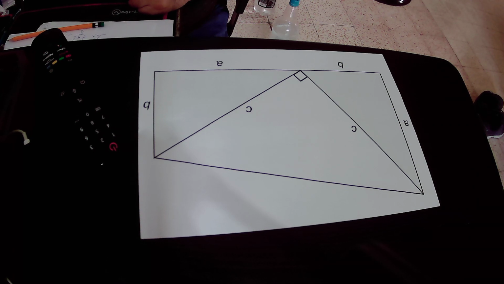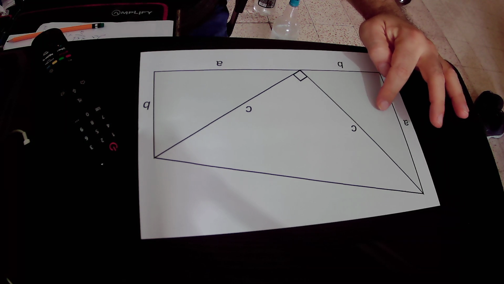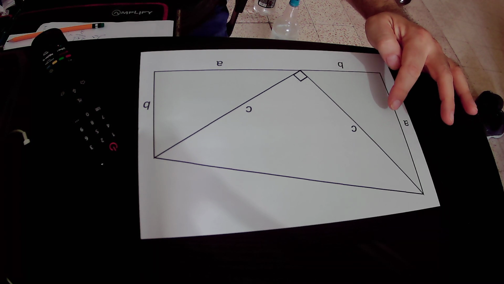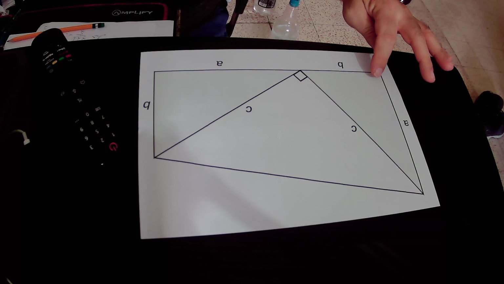Hello, in this short lecture I will give you a proof to the Pythagorean theorem. Actually, the Pythagorean theorem relates to a right triangle, like you see here in the picture, and it claims that a right triangle has one angle that is 90 degrees.